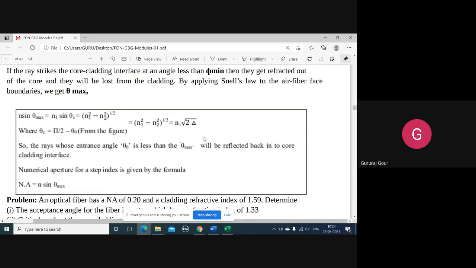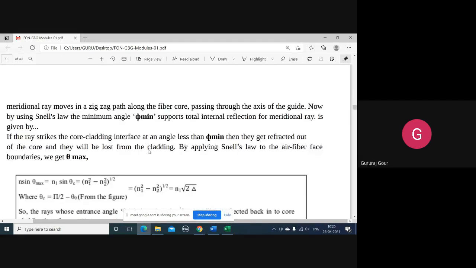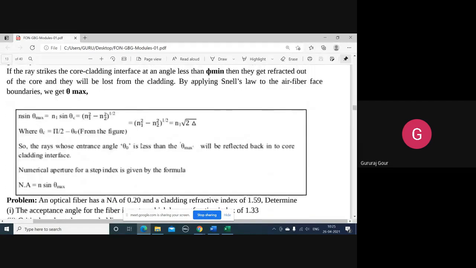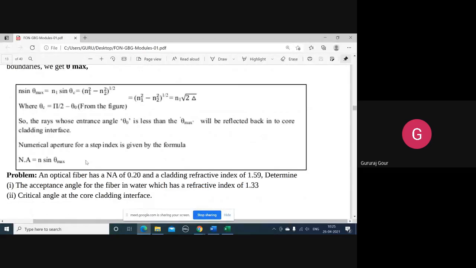Right now, I am putting these in a square box as a set of formulas to help you in understanding the numericals. Now theta c, the critical angle, is equal to 90 minus theta naught, as you can see from the figure. Later we'll deal with them in detail with the geometry. Now the relationship between the numerical aperture and theta max: NA equals n sin theta max.